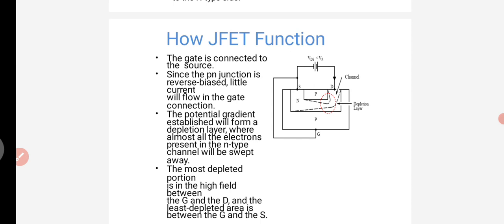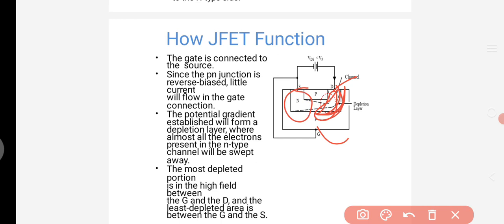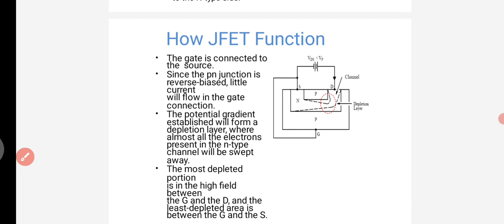Due to the little amount of current flowing through the gate, which provides the potential gradient, there is a high field between gate and drain, that is, a high potential gradient between drain and gate, and the least potential gradient is between source and gate.